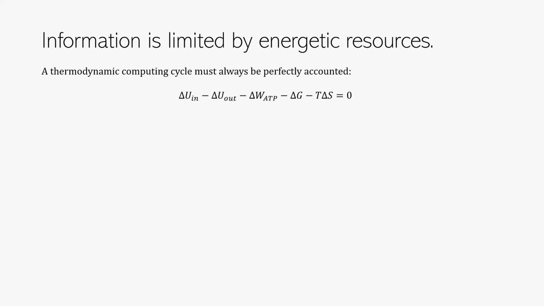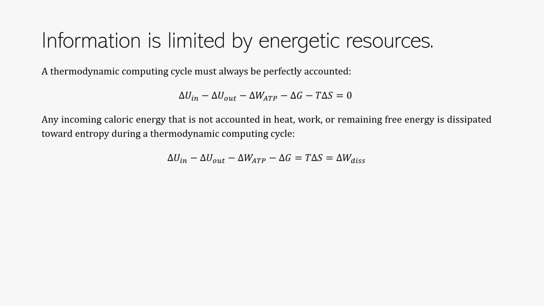A thermodynamic computing cycle must always be perfectly accounted. The amount of caloric energy coming in minus the amount of heat energy lost minus the amount of work done minus the amount of Gibbs free energy must always equal 0. And any incoming caloric energy that is not accounted by heat, work, or remaining free energy is dissipated toward entropy during a thermodynamic computing cycle. And that net entropy is given by the amount of work dissipated toward creating Shannon information.